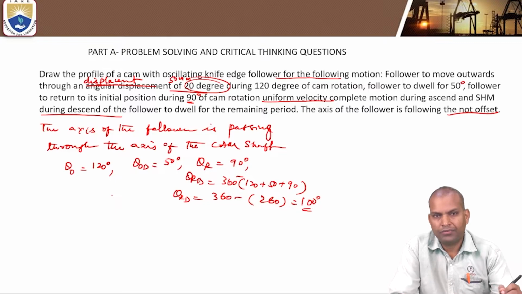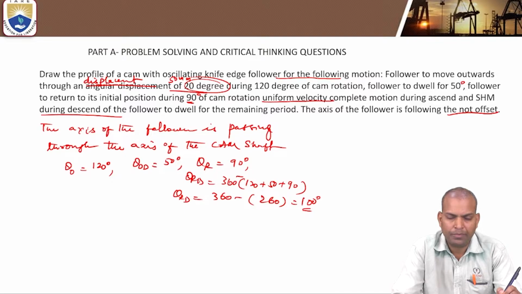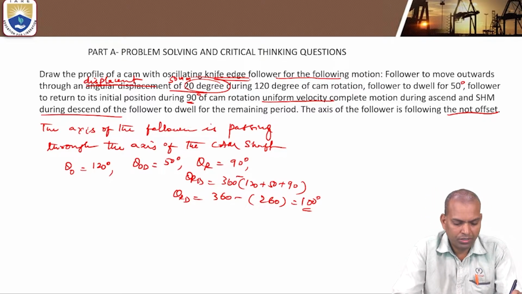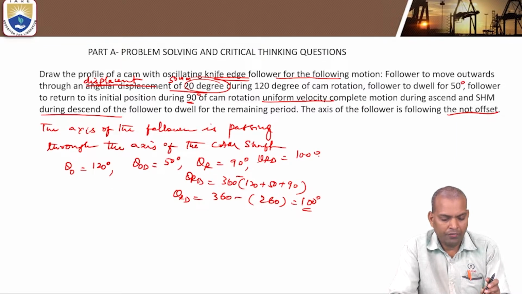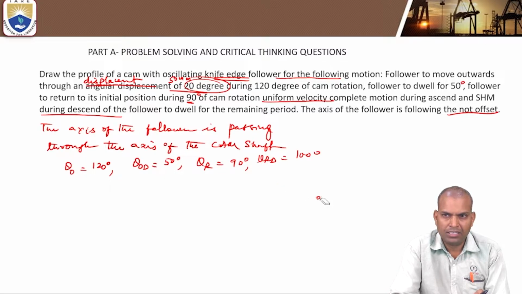With this we have to first draw the displacement diagram. I am going to explain the procedure of how to draw. The follower is a knife edge follower. How to draw the displacement diagram? Theta RD equal to 100 degrees. Whenever we are drawing the displacement diagram, we have to find out what type of follower it is, and also what type of motion the follower has during ascent and descent.